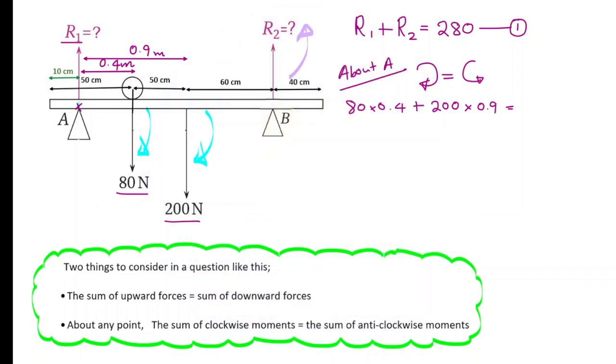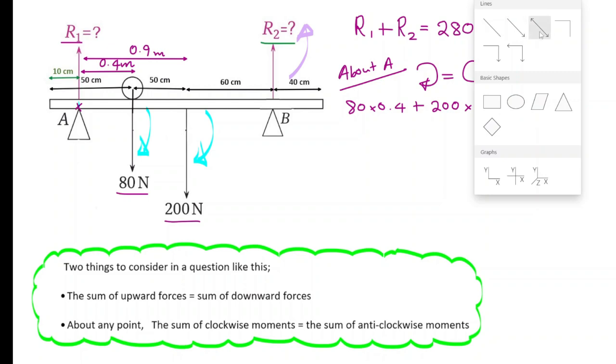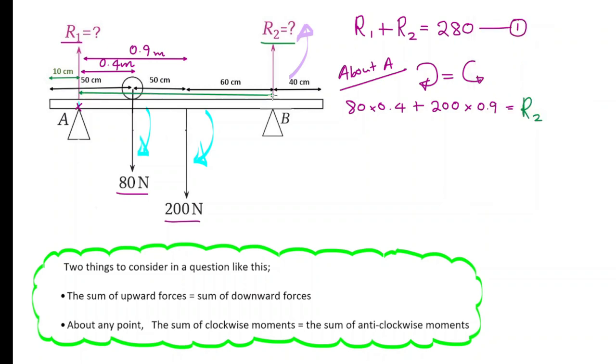So to get the moment, the force is R2. The distance is from A. So this is the distance. Now I can see, I know up to here is 0.9 and there's 60 centimeters on top. That is 1.5 meters. So multiplied by 1.5 meters.